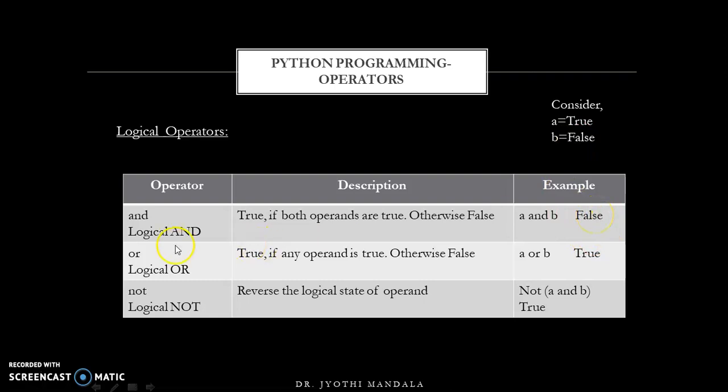Right? The second type of operator is OR. The OR operator will give an output of true if at least one operand is true. So here at least one operand is true, so you'll get an output of true. Right? Next one is the not operator. The not operator will reverse the logical state of the operand. Let us consider not (A and B). What is the output of A and B? Our output of A and B is false, but if you put not in front of this, then you'll get an output of true. It will just reverse the logical state of the operand. So these are the three different types of logical operators.